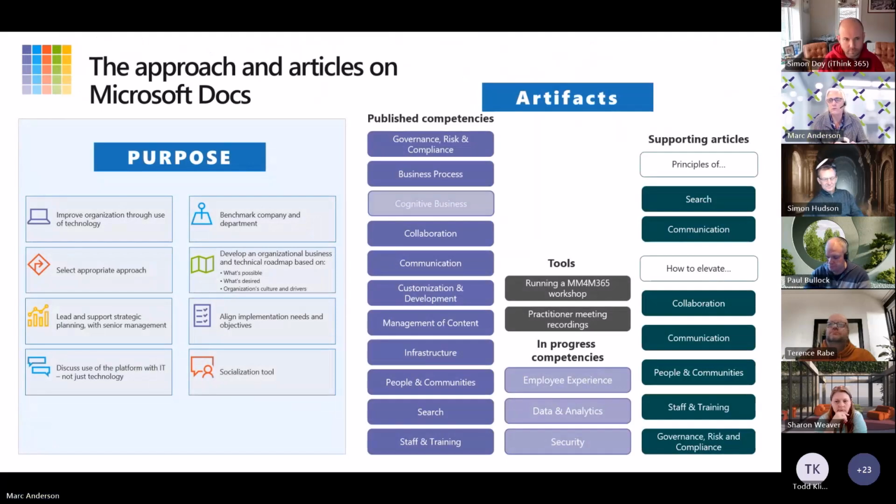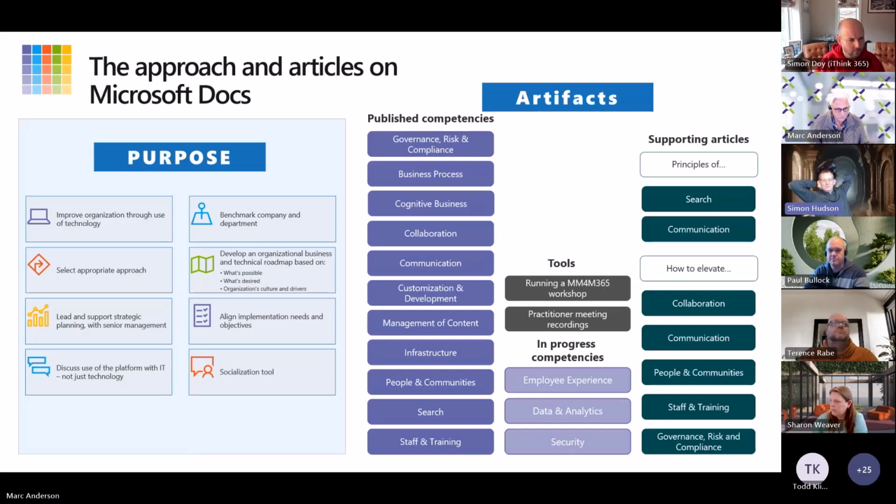Okay, we have a whole bunch of things that we've created over the few years that we've been working on this maturity model stack. So on the right hand side, you've got the artifacts that we've created, all of which are on the Microsoft Learn site. I'll stick a link in the chat for those that are not immediately hooked into that. The purple ones are the published competencies.